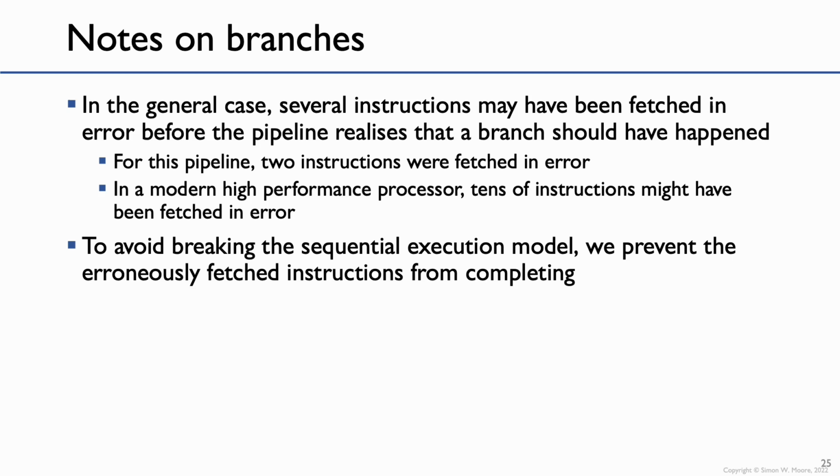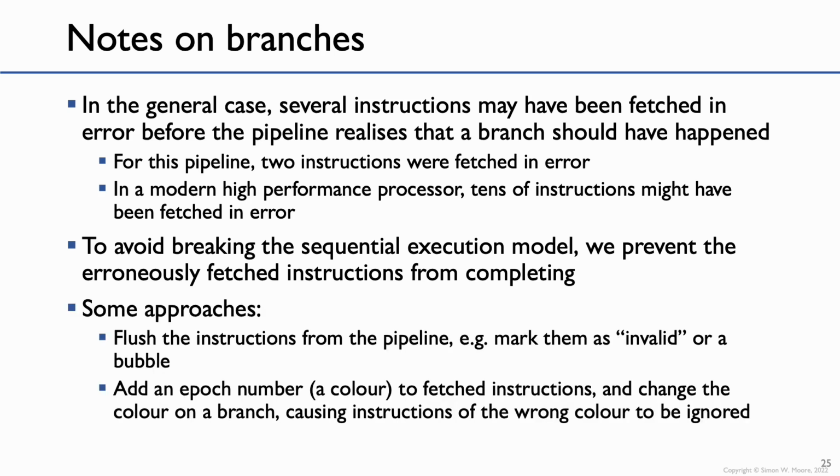So it doesn't matter actually if those erroneous instructions start working their way down the pipeline, so long as they don't update any state. That's absolutely critical. And there are a couple of approaches to this. In the previous slide, I mentioned flushing the instruction from the pipeline, so, say, marking them as invalid, which basically turns them into a bubble.